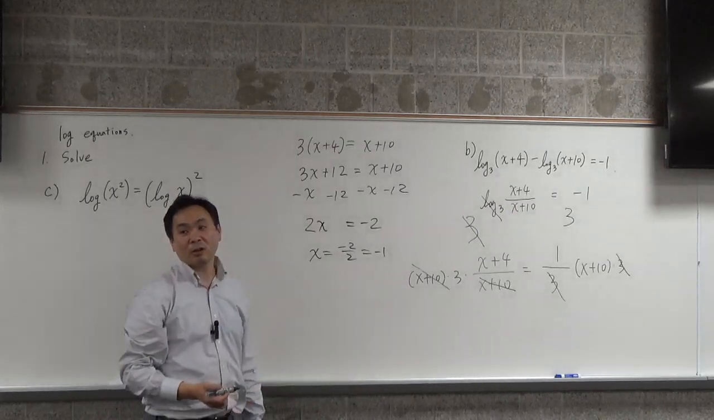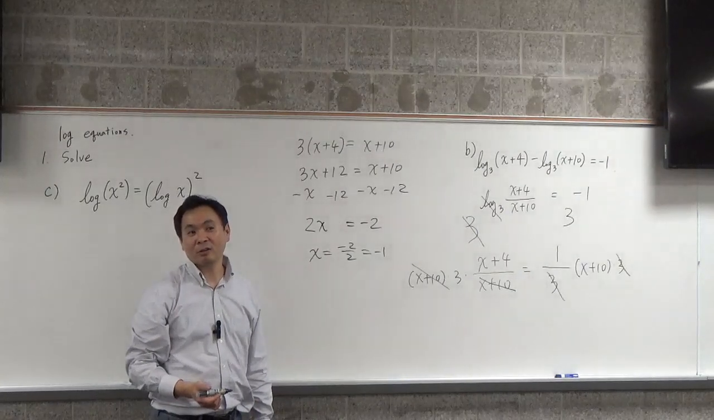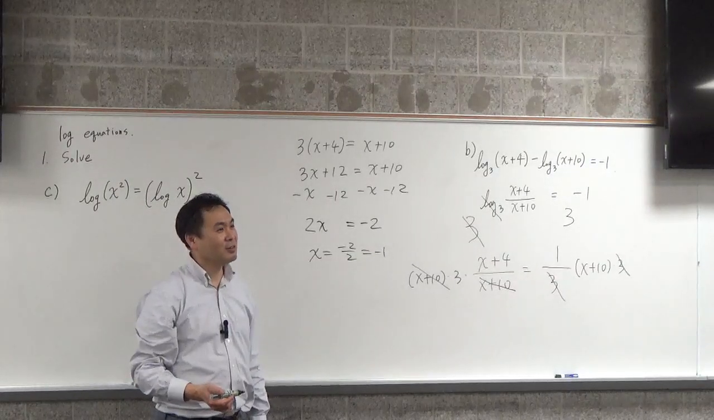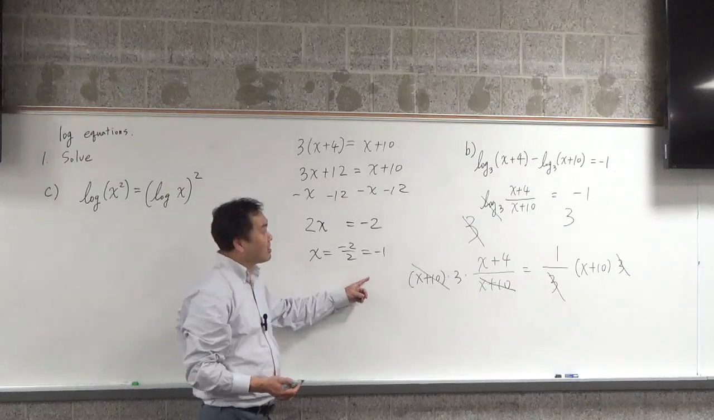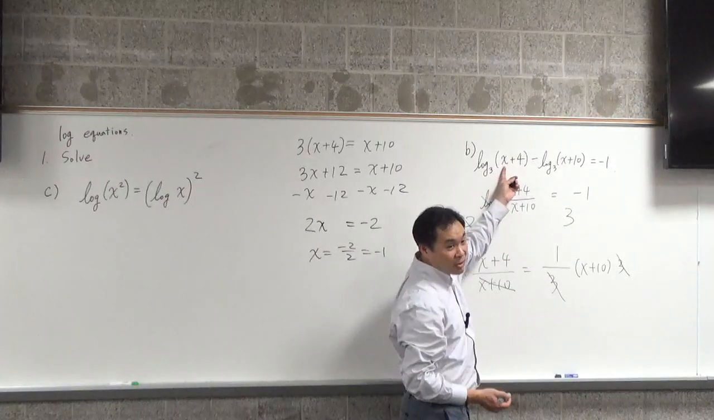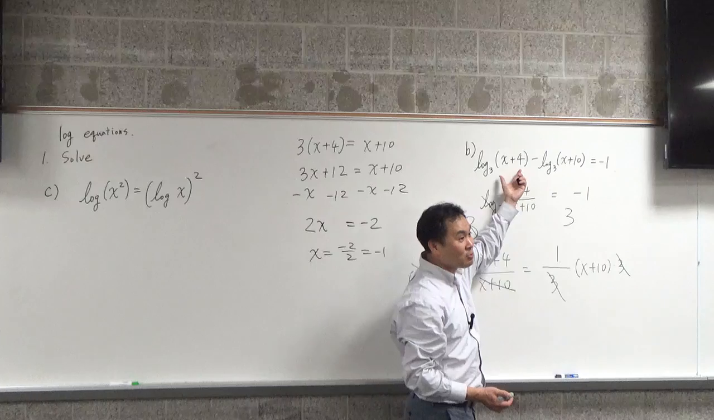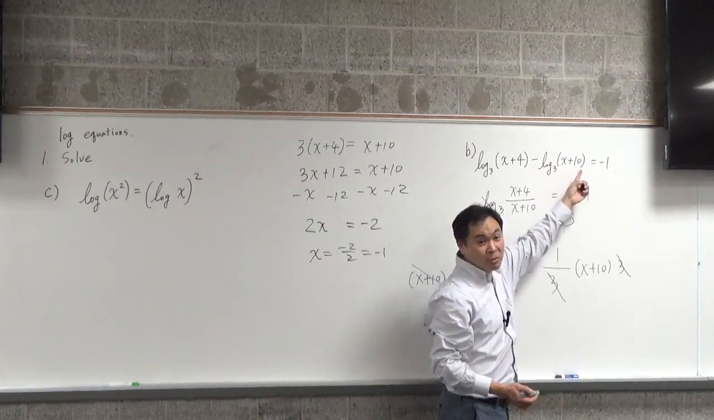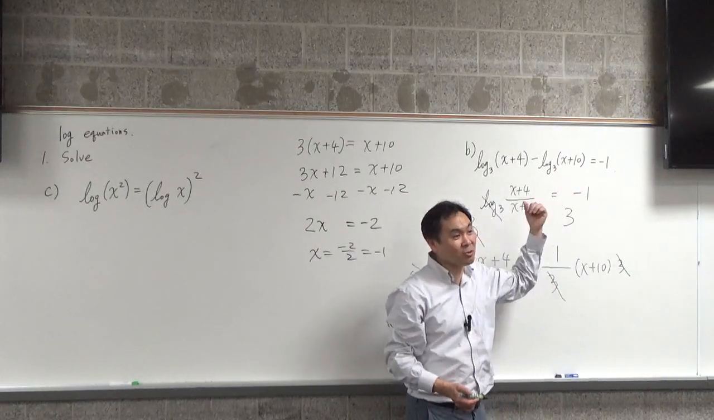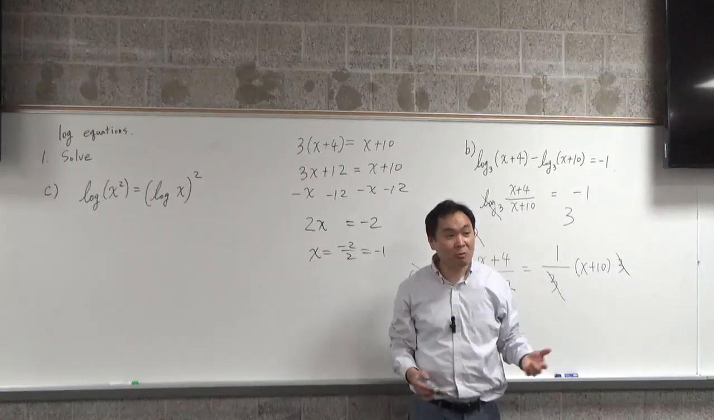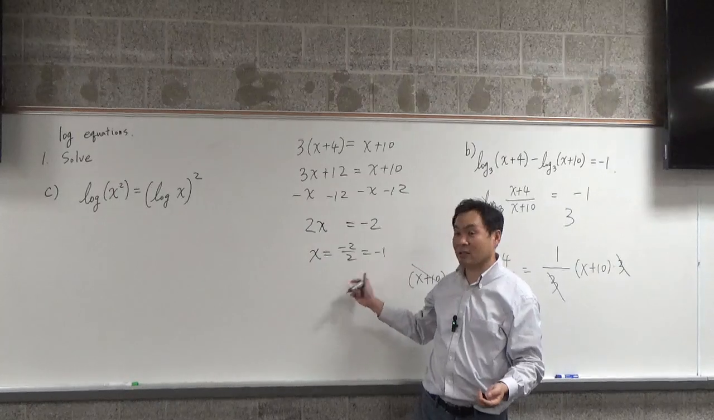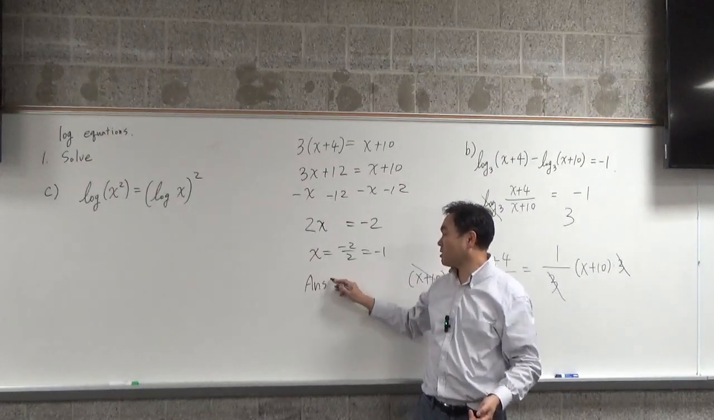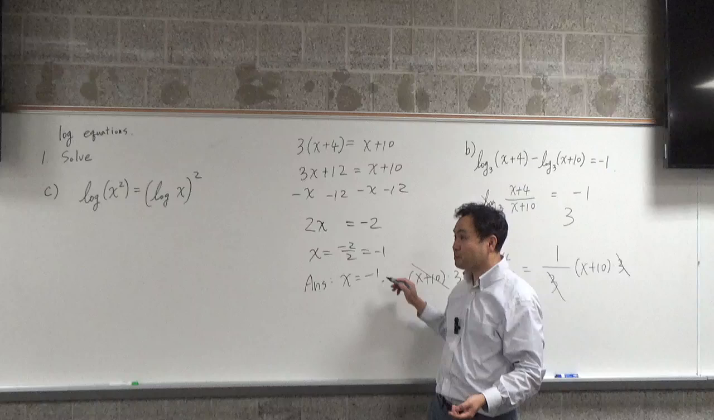Is negative 1 an answer? You can't put a negative in the log. Well, the answer is yes, it is an answer, because if you plug in negative 1, negative 1 plus 4 is positive 3, so it's fine. Negative 1 plus 10 is positive 9, so it's fine. So it doesn't have any trouble with the domains. There is no domain error with x equals negative 1, so that is an answer. So the answer for this second question is x equals negative 1.